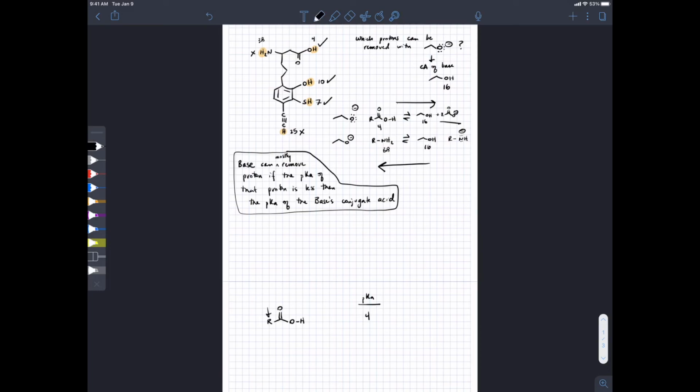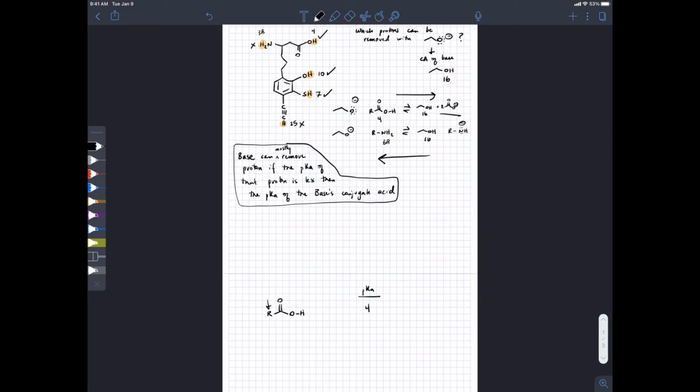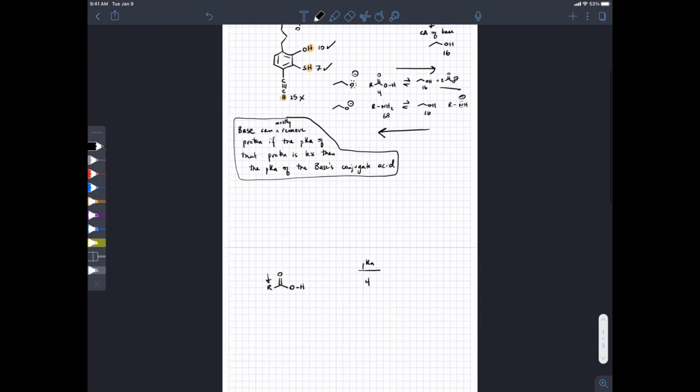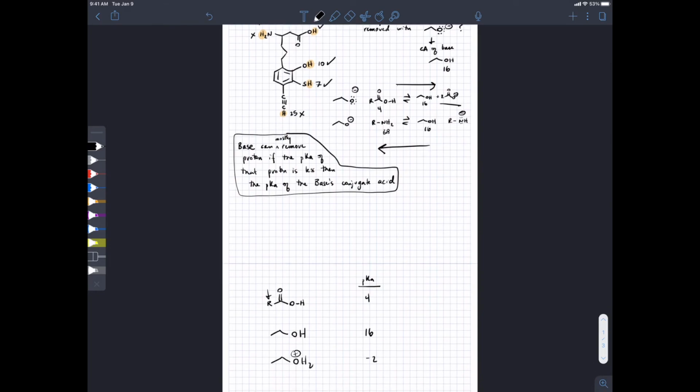The ones that people get mixed up on are the ones that can have multiple acid-base equilibria. For example, alcohol 16, protonated alcohol -2. So, if there were some alcohol in our molecule, you would need to say to yourself, okay, well, I need to pay attention to this one, the one that's 16, not its conjugate acid.